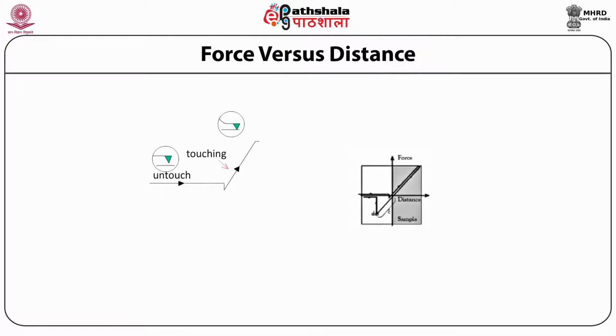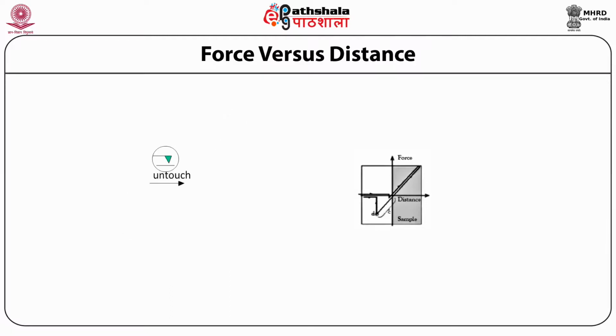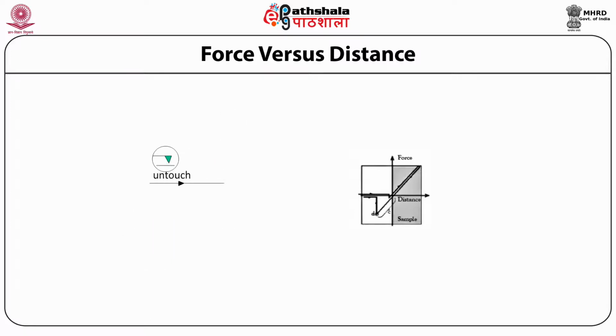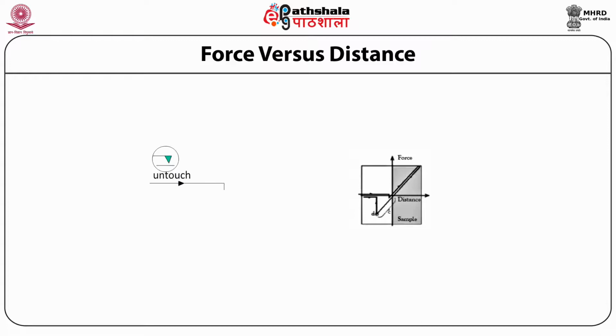How the force changes with the distance has been shown here in this slide. This slide shows how the touching of the probe affects the compound, how from a distance it gets affected, and how it pulls off near the surface. There are different areas that you get, and that leads to a plot of CFM. The slope here gives the elastic modulus of a soft sample or the force constant K of the cantilever.